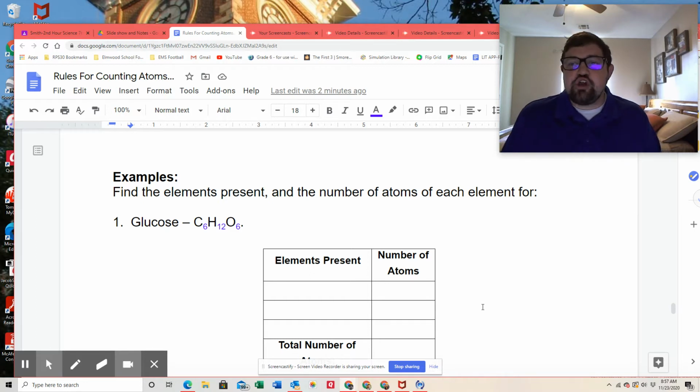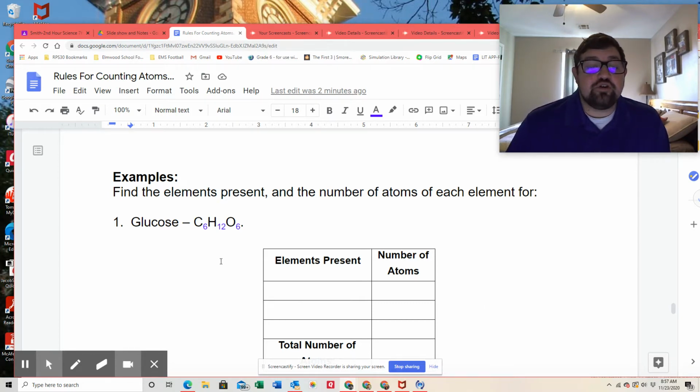I'll show you how that works in this video, and we'll do these 3 examples, and hopefully you can use this to help you have success on the examples in our practice and preparing for our next quiz over counting atoms the week we get back from Thanksgiving. Our first compound is called glucose.